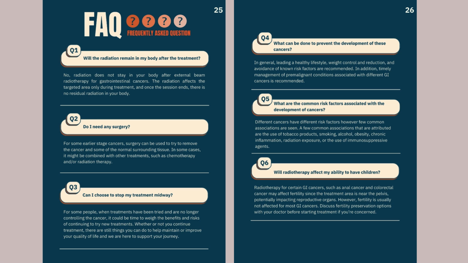Question 6. Will radiotherapy affect my ability to have children? Radiotherapy for certain GI cancers, such as anal cancer and colorectal cancer, may affect fertility since the treatment area is near the pelvis, potentially impacting reproductive organs. However, fertility is usually not affected for most GI cancers. Discuss fertility preservation options with your doctor before starting treatment if you're concerned.